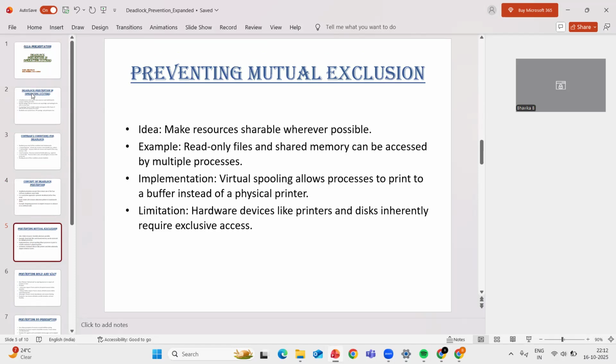Preventing mutual exclusion. To prevent mutual exclusion, we try to make resources sharable. For instance, multiple processes can read the same file simultaneously since reading doesn't modify the file. Another example is using virtual spooling. Instead of directly using a printer, each process writes to a virtual buffer and the OS handles the printer in order. However, this isn't always possible. Some devices like printers or disks simply cannot be shared.